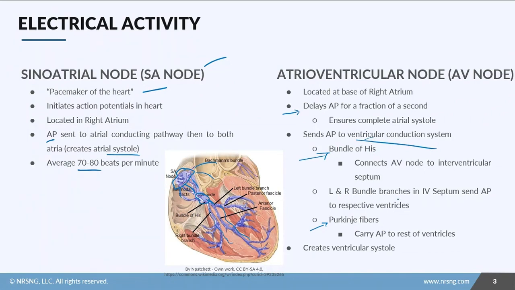and then it goes to the left and right bundle branches in the interventricular septum, and then it sends the action potential outward to the respective ventricles. And near the end, you're going to get the Purkinje fibers. These are your Purkinje fibers way down here. There are also some throughout. As the action potential is carried from those bundle branches, it's going to send it out to the rest of the ventricles, and you get that ventricular contraction, or the ventricular systole.